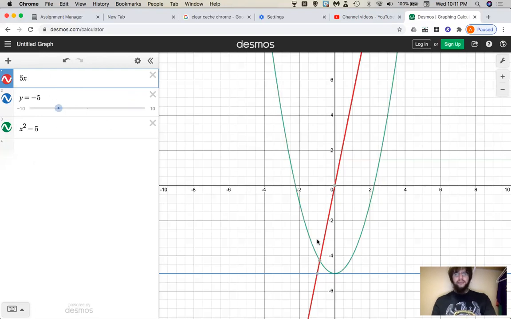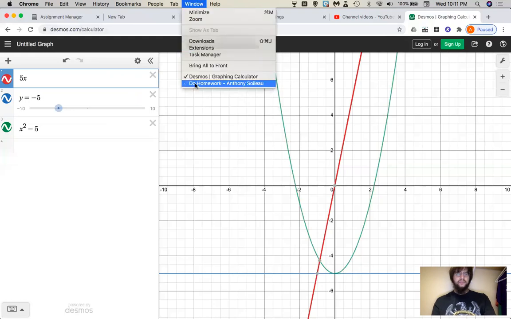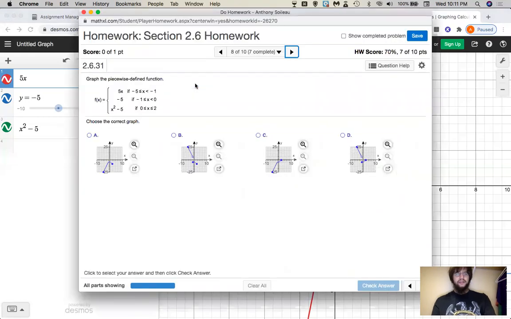So you can at least get a picture of what each of these things look like. You can see that this is a line going up. You should start with a line going up. You can see this is a constant line down here. That's the thing in the middle. You can see this is an opened up parabola. So you can at least graph them like that.